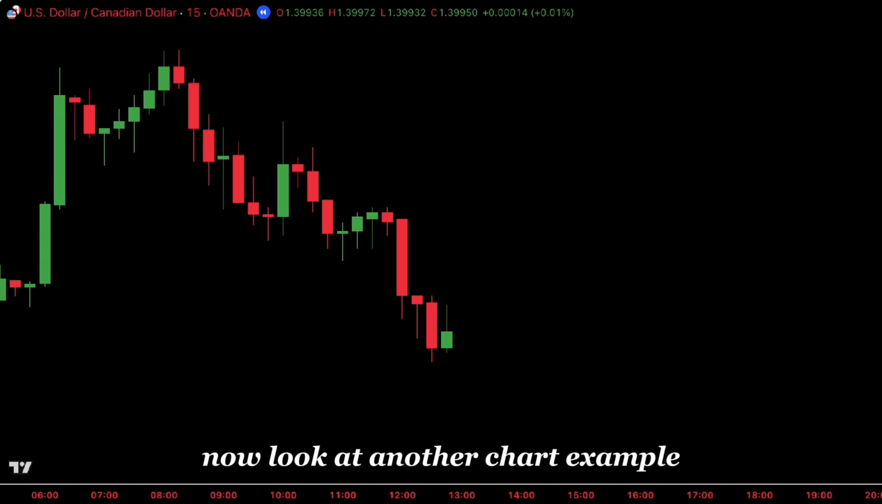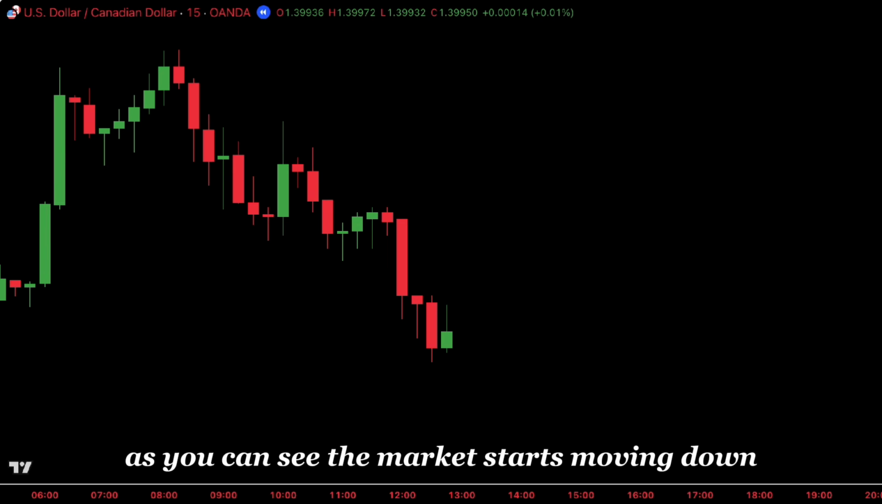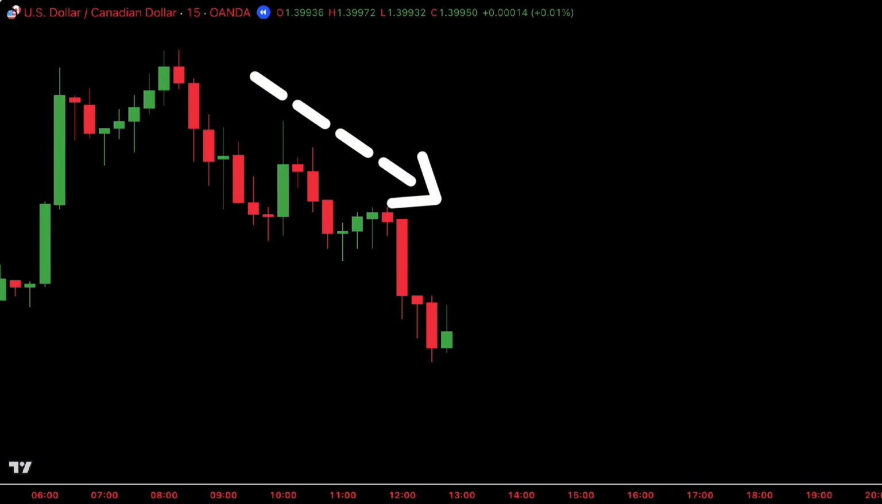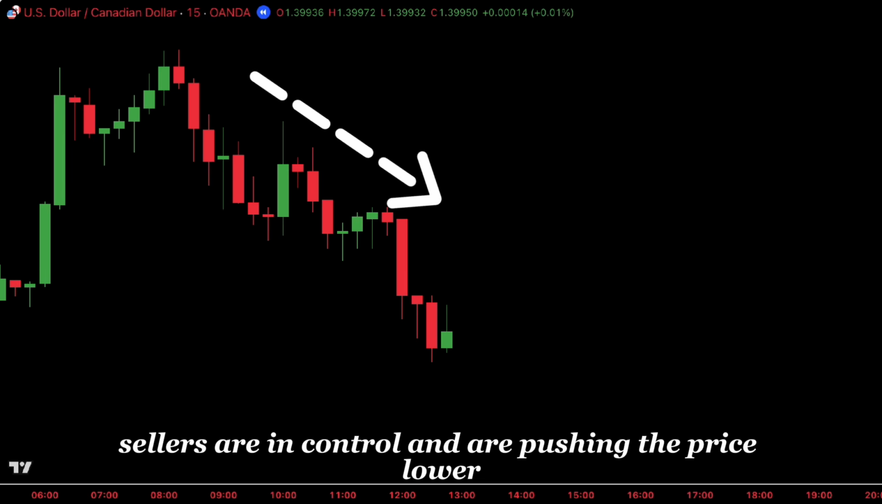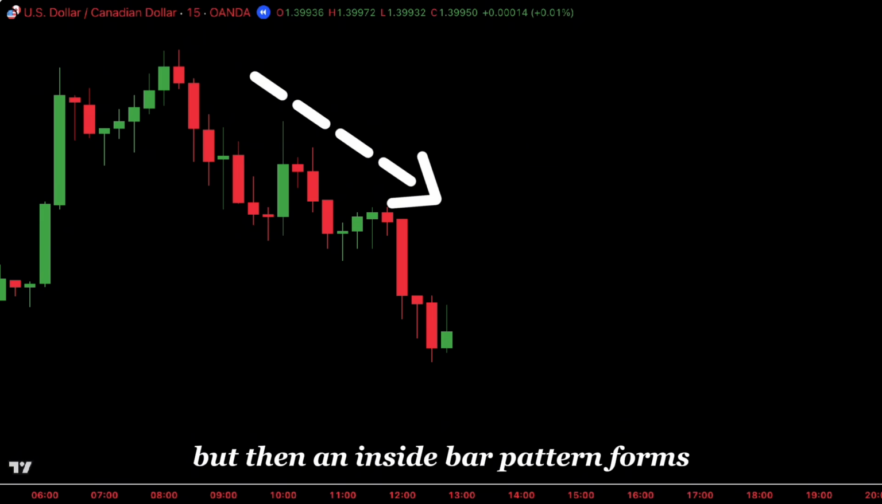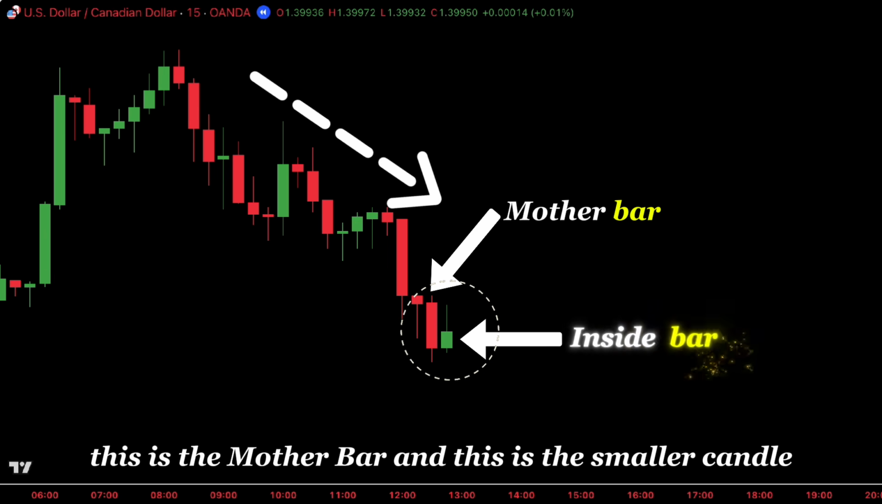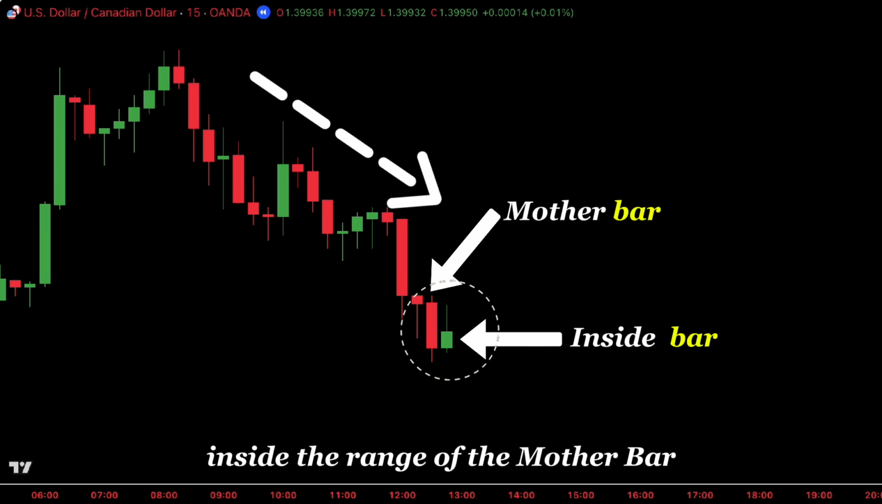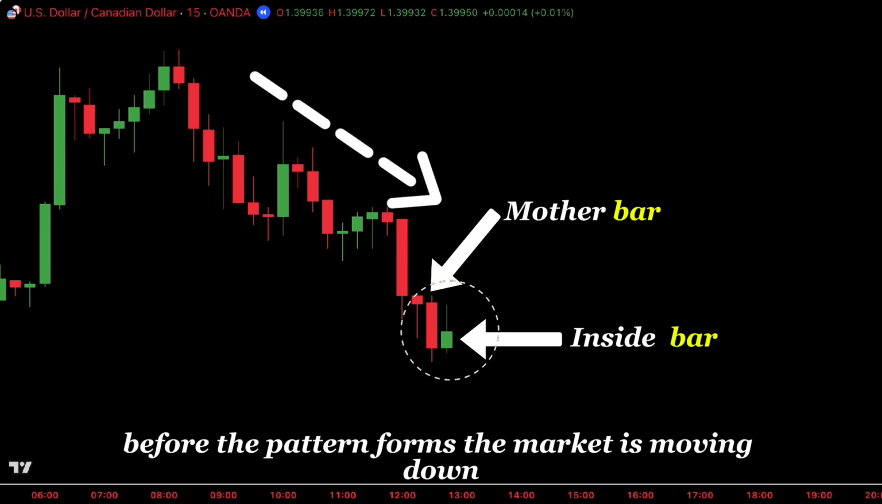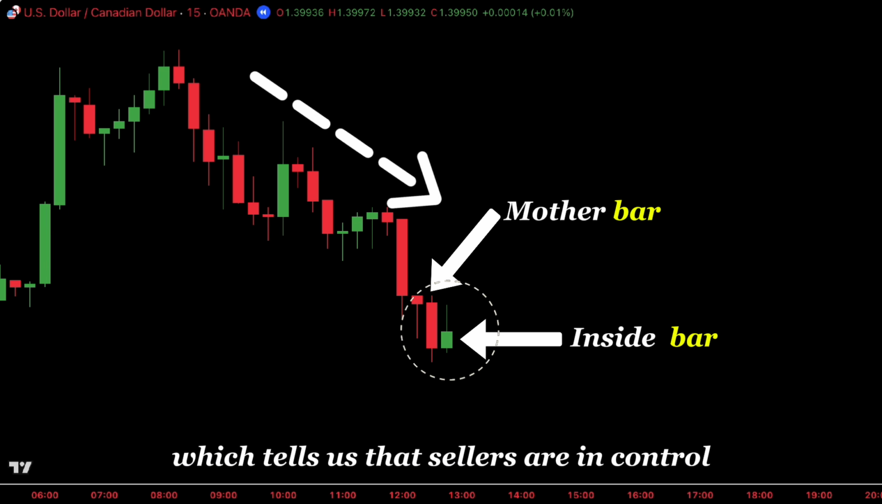Now look at another chart example. As you can see, the market starts moving down. Sellers are in control and are pushing the price lower. But then, an inside bar pattern forms. This is the mother bar, and this is the smaller candle that forms completely inside the range of the mother bar. Before the pattern forms, the market is moving down, which tells us that sellers are in control.